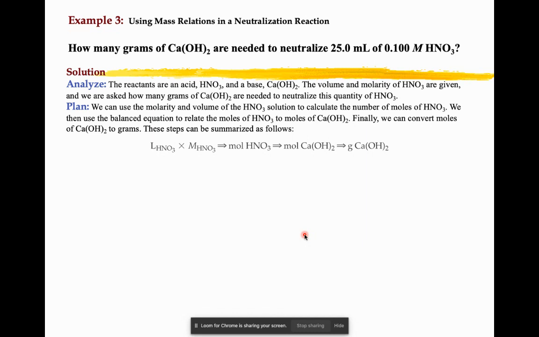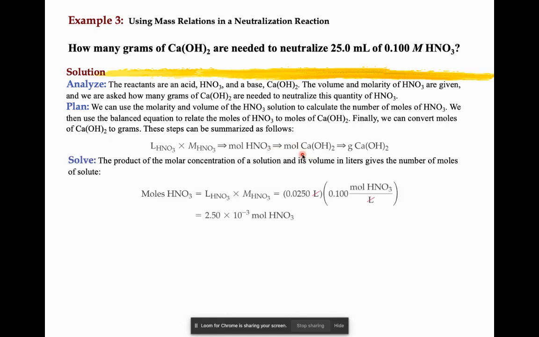Basically, what it's saying here is that we can multiply the volume of HNO3 with its molarity so that we can get the number of moles of HNO3. Okay, let us just be consistent with our units. And then after getting the moles of HNO3, we can get the number of moles of calcium hydroxide, and after that, get the amount in grams.